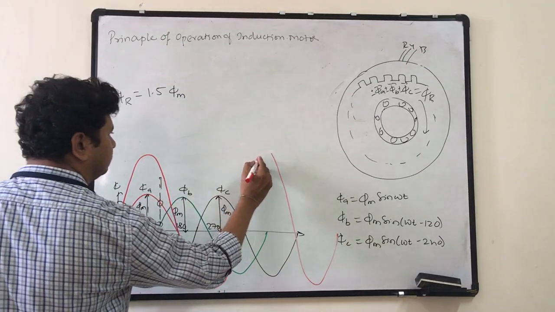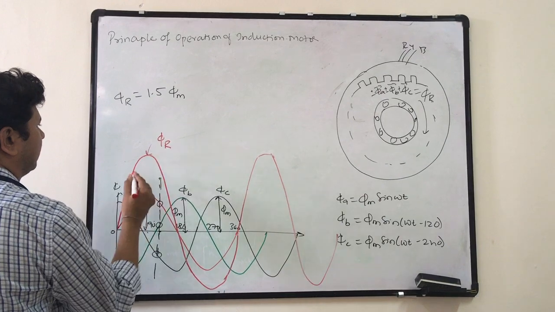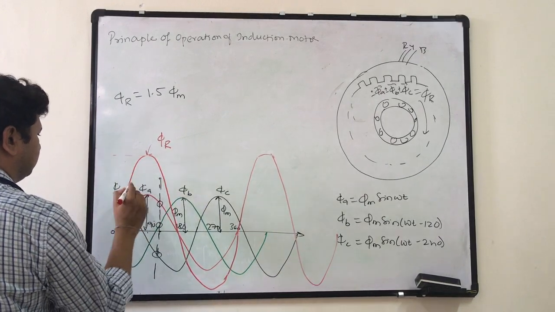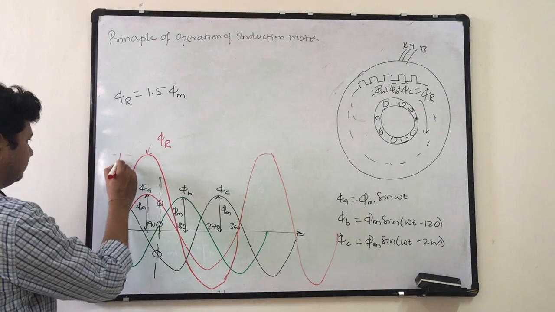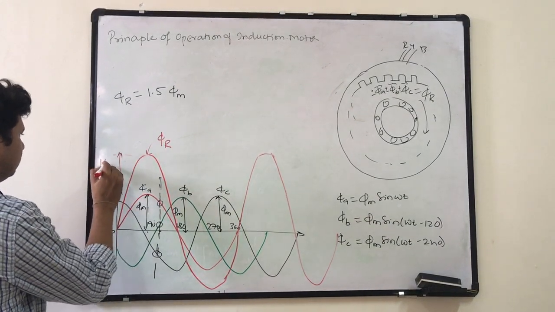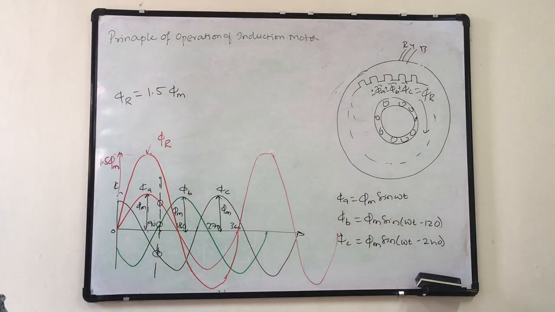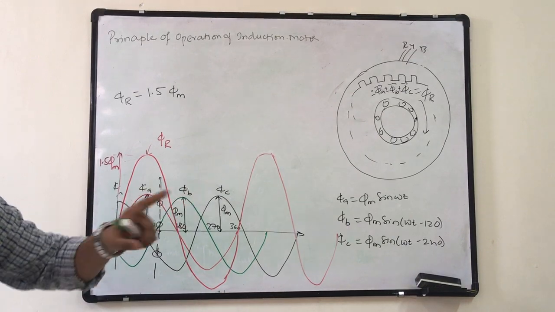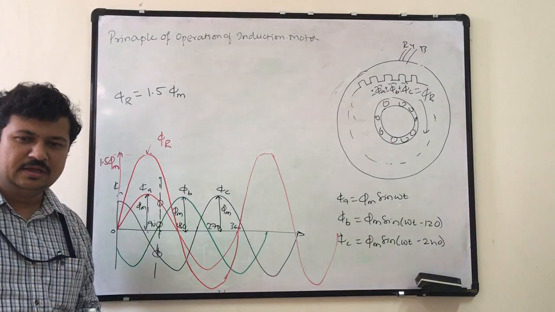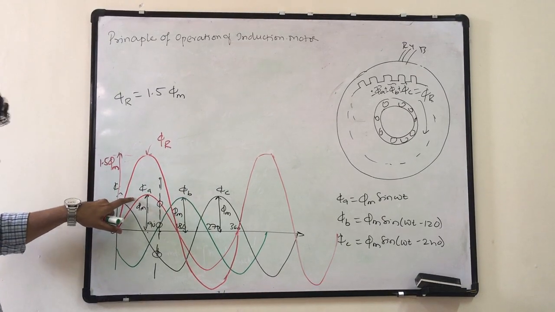This is phi r, and this is actually double the phi m, but actually it will be 1.5 times phi m. Okay, and please remember it will be in synchronous with supply, so it will always be varying with respect to omega t. I have drawn phi r in phase with phi a, not in phase with phi b or phi c.